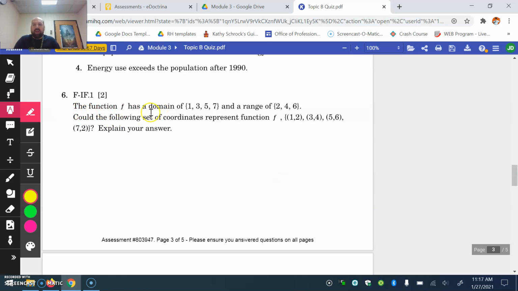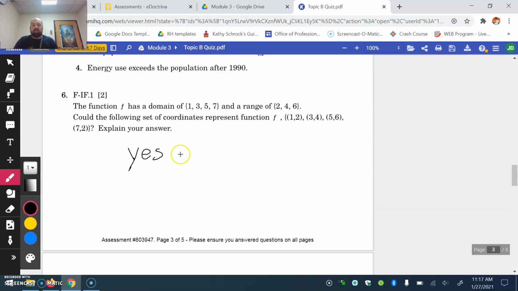Question 6. The function f has a domain of 1, 3, 5, and 7, and a range of 2, 4, and 6. Could the following set of coordinates represent a function? So they give you these possibilities. First, yes or no. Some people did not actually even say yes or no. They just started to try to answer it.